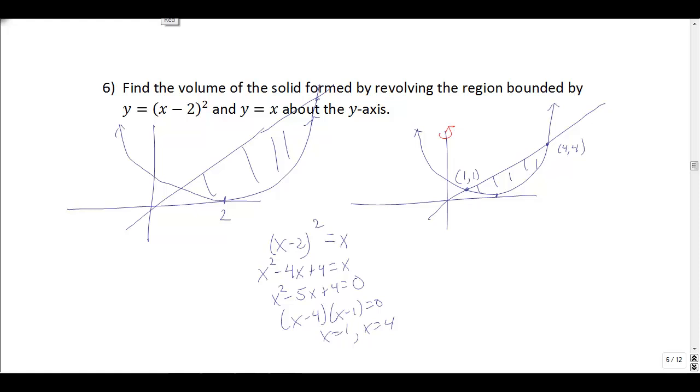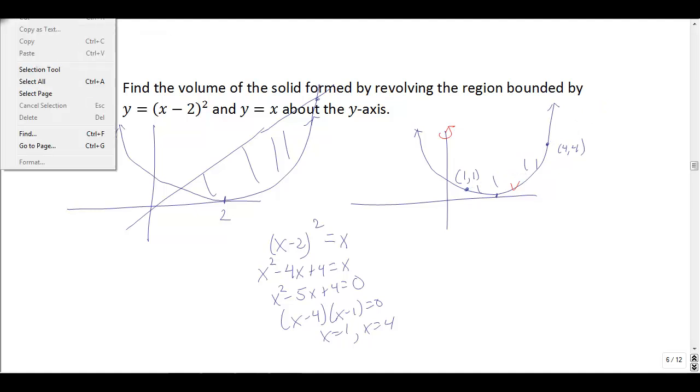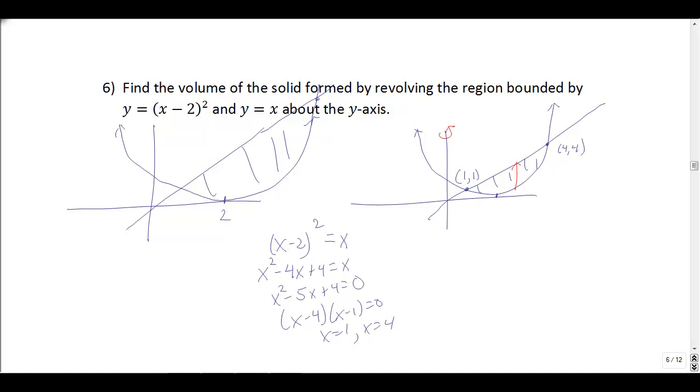So what I'm going to do instead is vertical rectangles. That seems to be the natural thing to do here. Our top function is always the line, y equals x. The bottom function is always the parabola, y equals (x minus 2) squared. Let's draw it as a rectangle here. Then I'm going to rotate around the y-axis, and if you think about the shape that makes, that's going to be a shell. So we're going to use the shell method here.